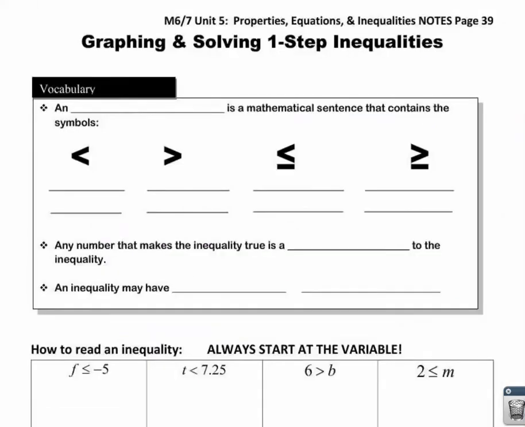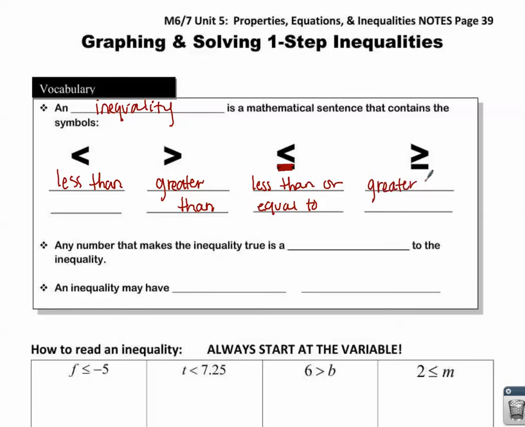Let's review some vocabulary. An inequality is a mathematical sentence that contains the symbols less than, greater than, less than or equal to. That's what this line means right here. Greater than or equal to. Any number that makes the inequality true is a solution to the inequality. An inequality may have multiple answers.